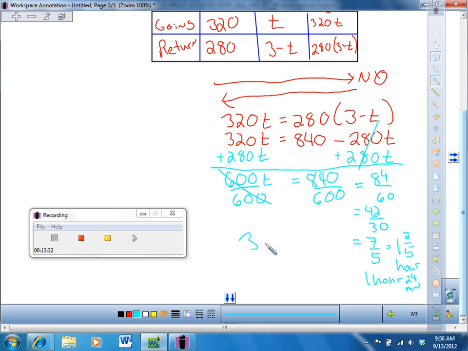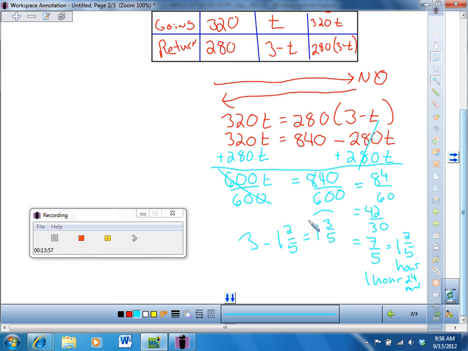What's 3 minus 1 2/5? 1 and something fifths. How many fifths? What's 5 fifths minus 2/5? 1 3/5.